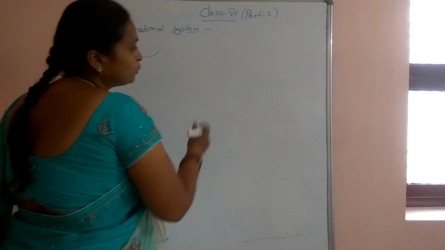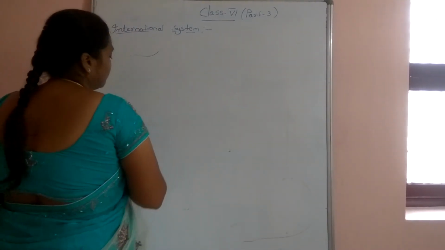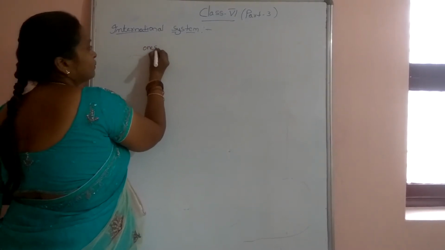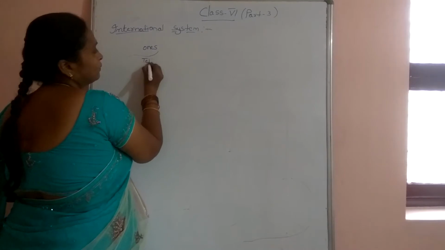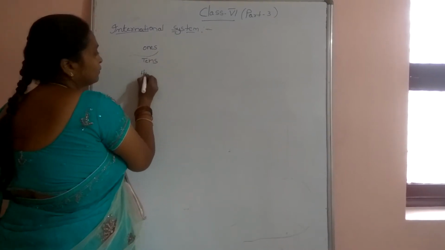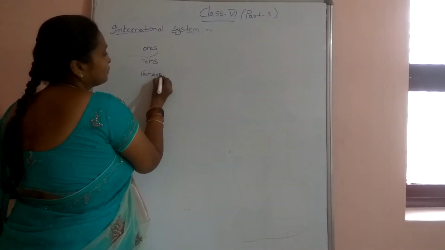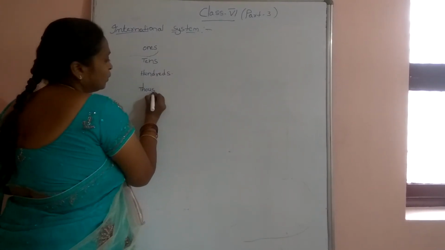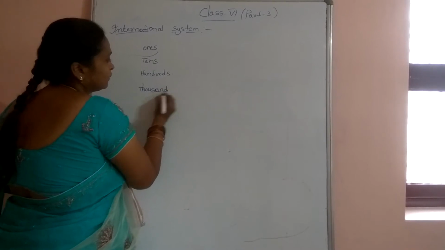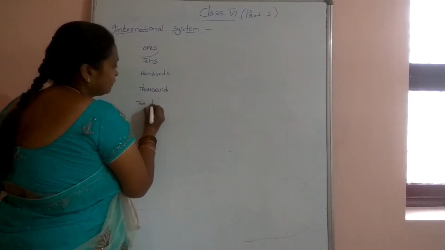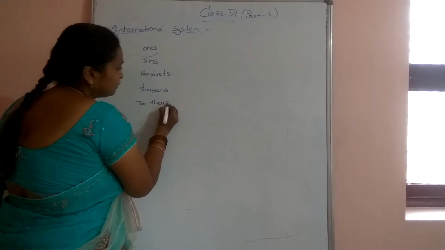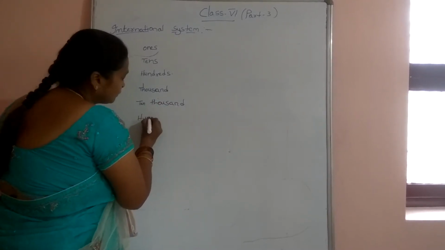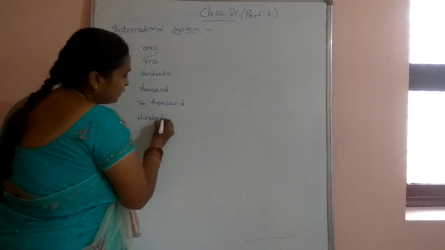From the bottom to top, that is from the right, ones, tens, hundreds, thousand, 10,000, 100,000.